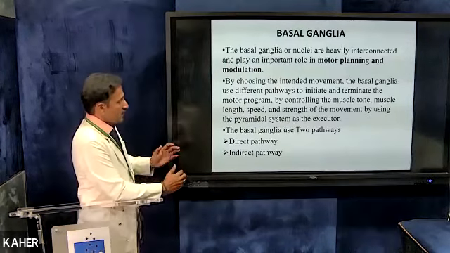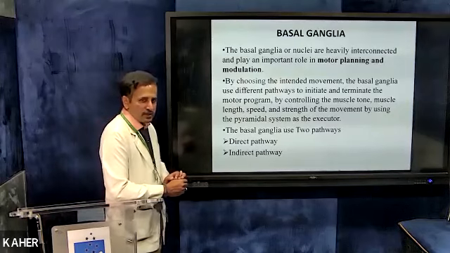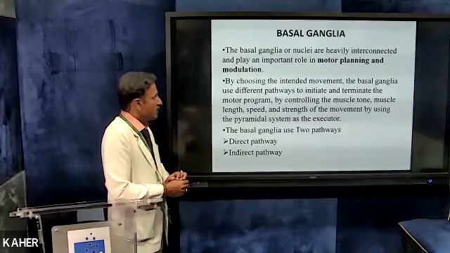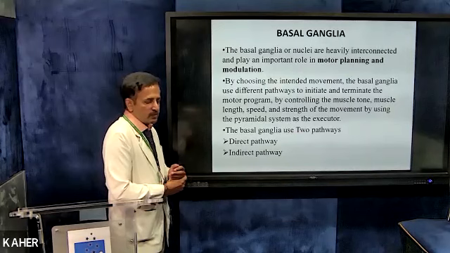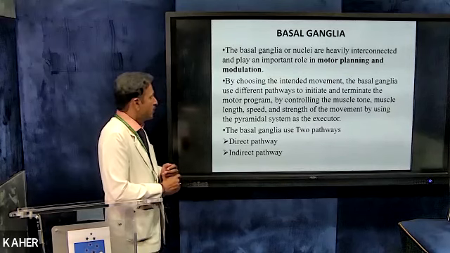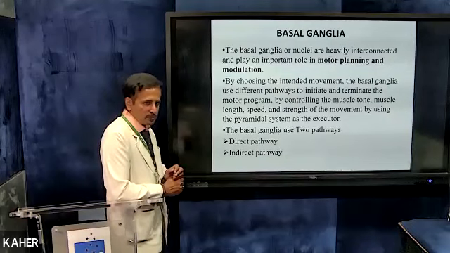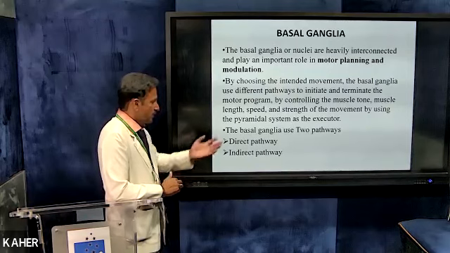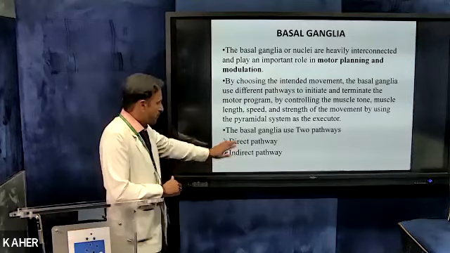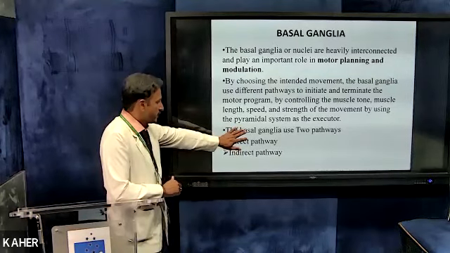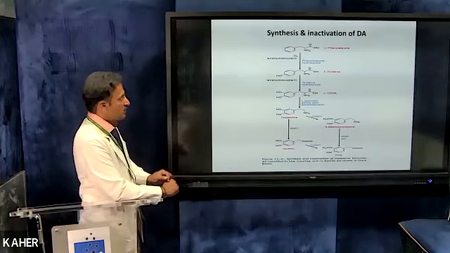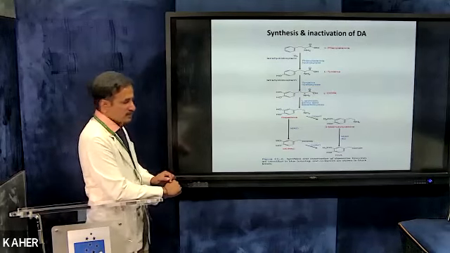The basal ganglia or nuclei are usually heavily interconnected and play an important role, mainly controlling motor planning and modulation functions. The basal ganglia usually have two pathways, the direct pathway and the indirect pathway. In Parkinsonism, these pathways are usually affected in the patients. This is how the synthesis and inactivation of dopamine usually occurs in the body.